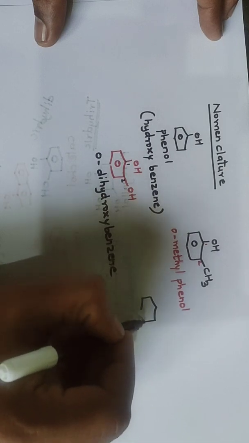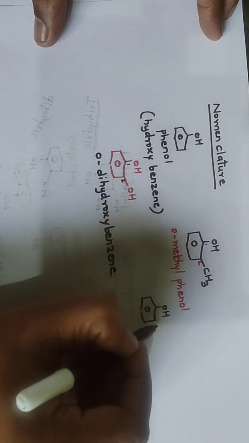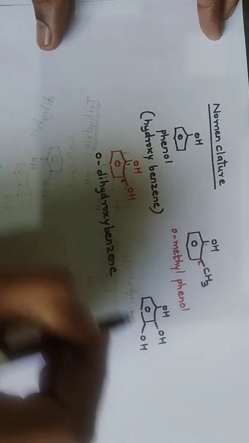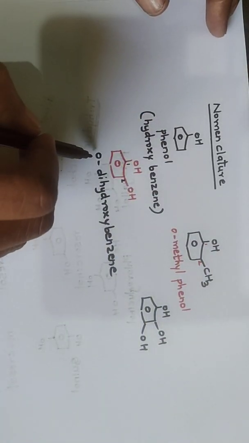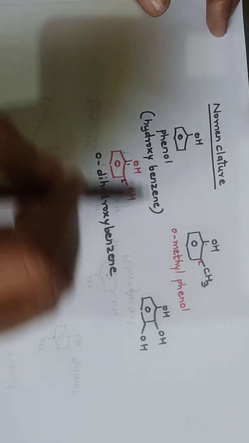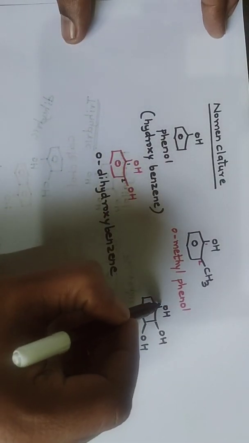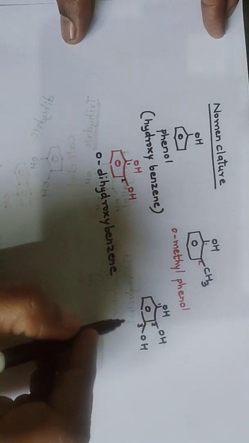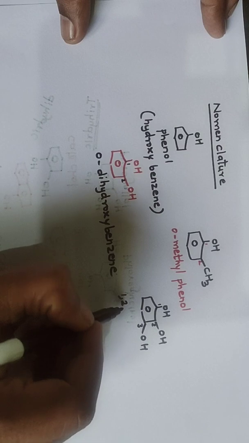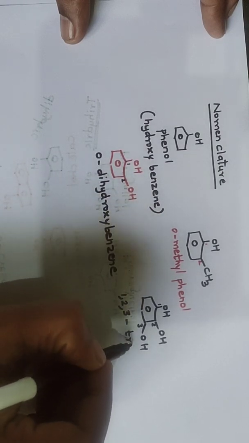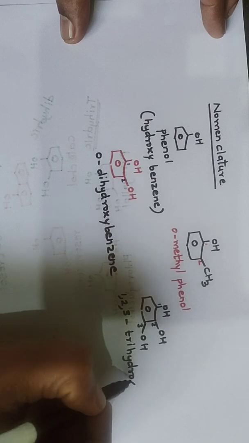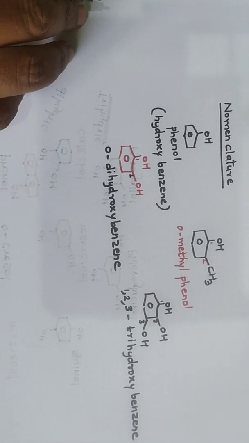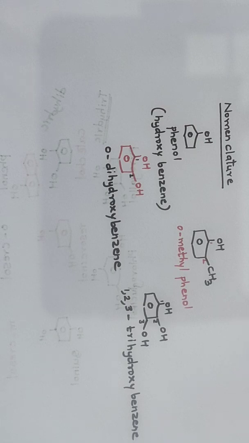If you have a molecule like this, benzene with OH, OH, OH, you cannot use the terminologies ortho and meta. This is used only if there are two substituents. So there are three groups here, so you should number it 1, 2, 3. You can call it 1, 2, 3 trihydroxybenzene. So this is how phenols are named generally.